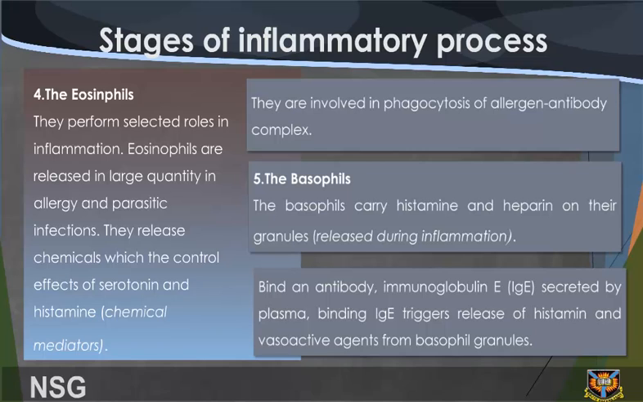5. The basophils. The basophils carry histamine and heparin on their granules, released during inflammation, and bind an antibody, immunoglobulin, secreted by plasma. Binding IgE triggers release of histamine and vasoactive agents from basophil granules.